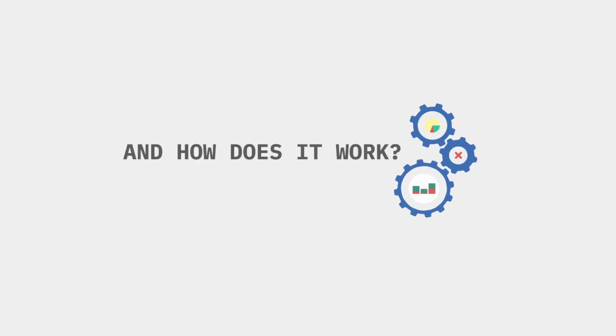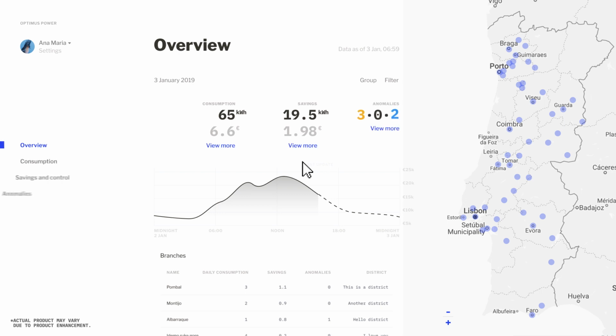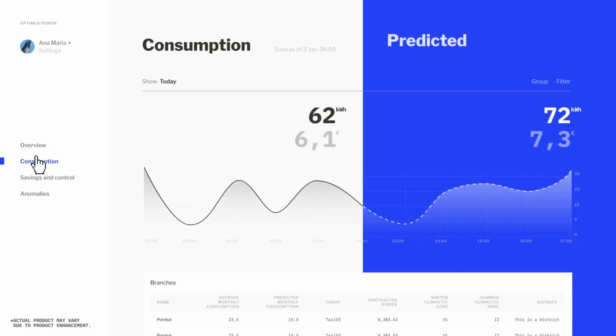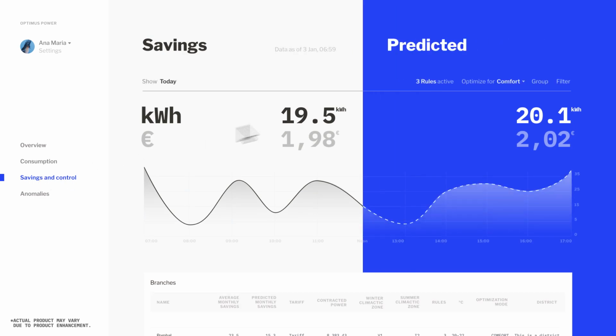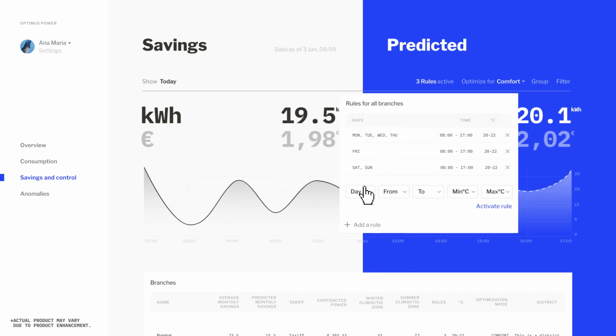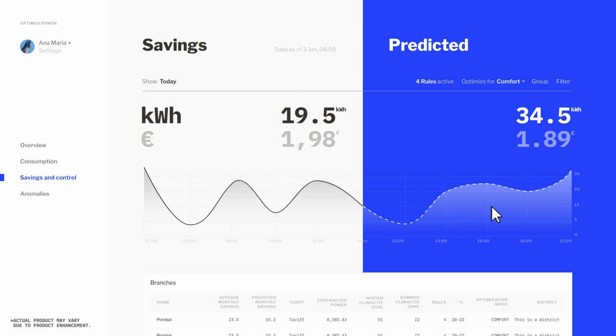And how does it work? Optimus Power gives reliable predictions of consumption based on users' historical profiles of energy usage. Unlike other similar predictions, SmartCat software provides predictive modeling on all consumption measurements, up to 300 measurements per day. With Optimus Power software, users also get recommendations to optimize energy usage based on personal consumption history and custom settings.